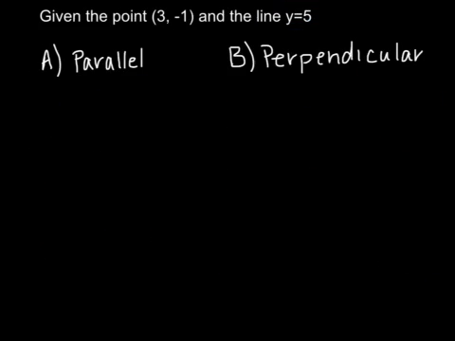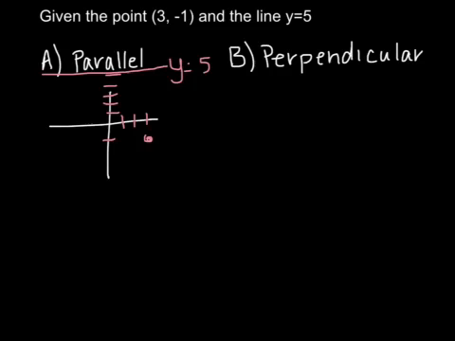The next is something similar. Given the point (3, negative 1) and the line y equals 5, I want an equation parallel to that and perpendicular. When in doubt, draw it out. So (3, negative 1) is the point, and y equals 5 is the equation.